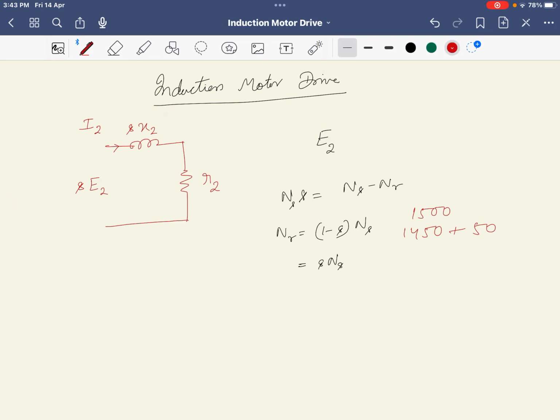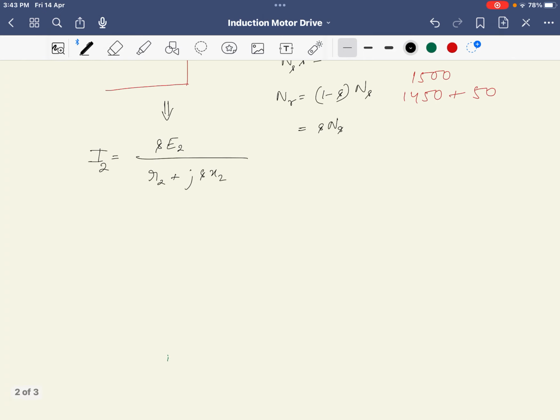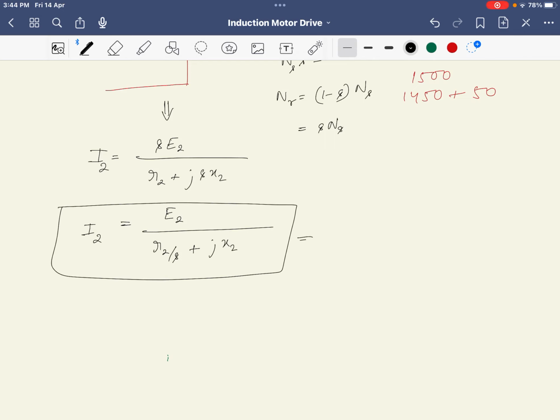So the equivalent circuit of the rotor side will look like this. That's the equivalent circuit of the rotor side. Now we can redraw it, by writing that the current I2 is nothing but s times E2 divided by R2 plus j s times X2, correct? Which can be written, if we divide by s in both terms, as E2 divided by R2 by s plus j times X2.